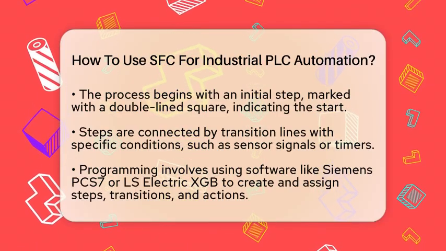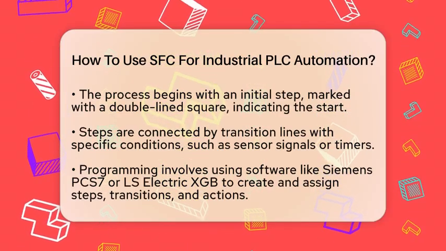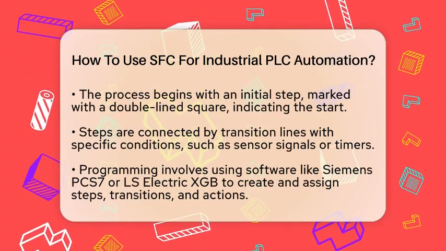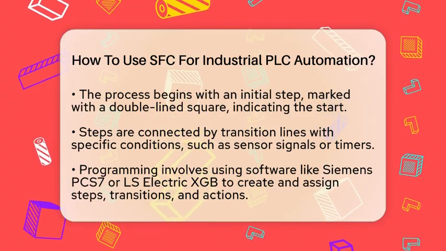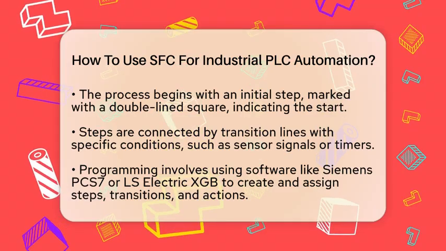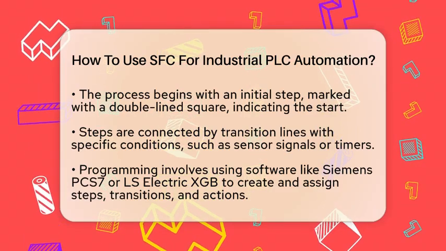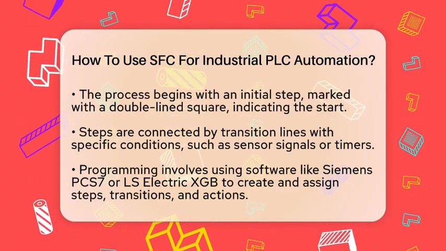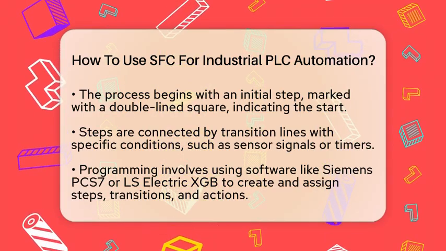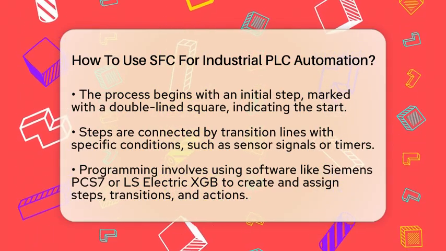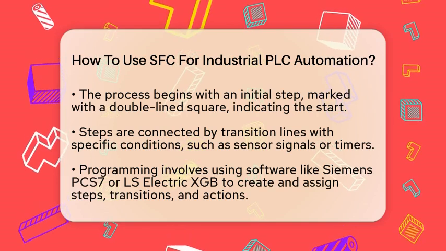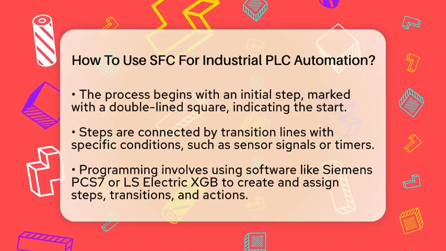Next, you need to plan your sequence. Begin with an initial step, which is usually marked with a double-lined square. This is where your process starts. Then, add other steps as single-line squares, each with a clear name. Connect these steps with transition lines, which include conditions that must be true for the process to move forward. For example, a transition might depend on a sensor reading or a timer reaching a set value.